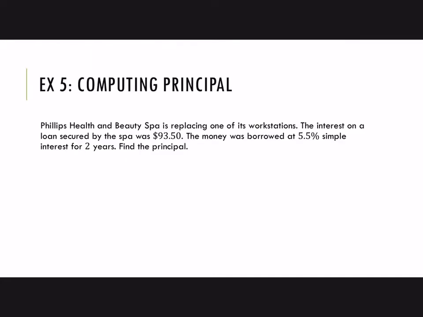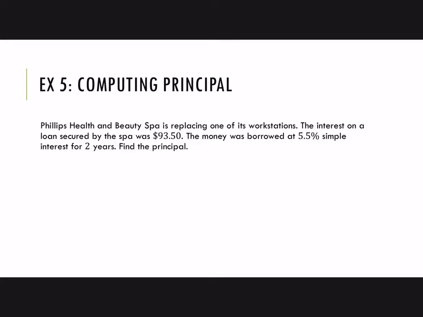So let's look at an example where we're asked to find the principal. Phillips Health and Beauty Spa is replacing one of its workstations. The interest on a loan secured by the spa was $93.50. The money was borrowed at 5.5% simple interest for 2 years. Find the principal. Okay, so first we need an equation to work with.